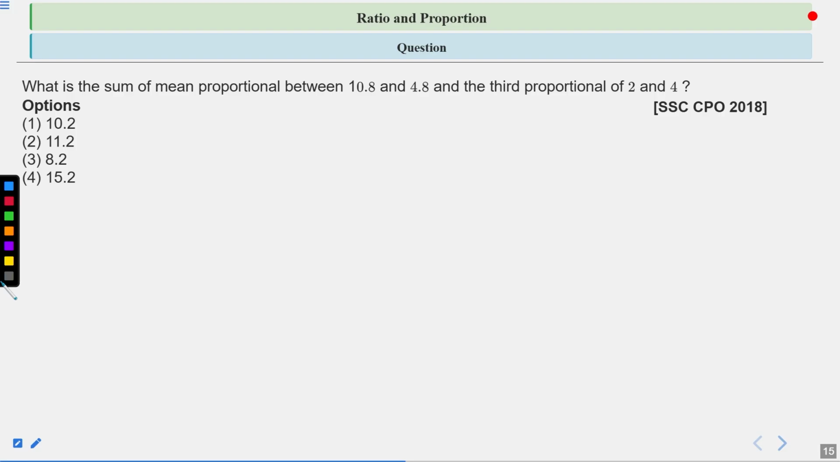What is the sum of the mean proportional between 10.8 and 4.8 and the third proportional of 2 and 4? This question was asked in the SSC CPO 2018 exam. So there are four options. First one is 10.2, second is 11.2, third is 8.2, and fourth is 15.2. Now you have 10 seconds to analyze the question. Your time starts now.